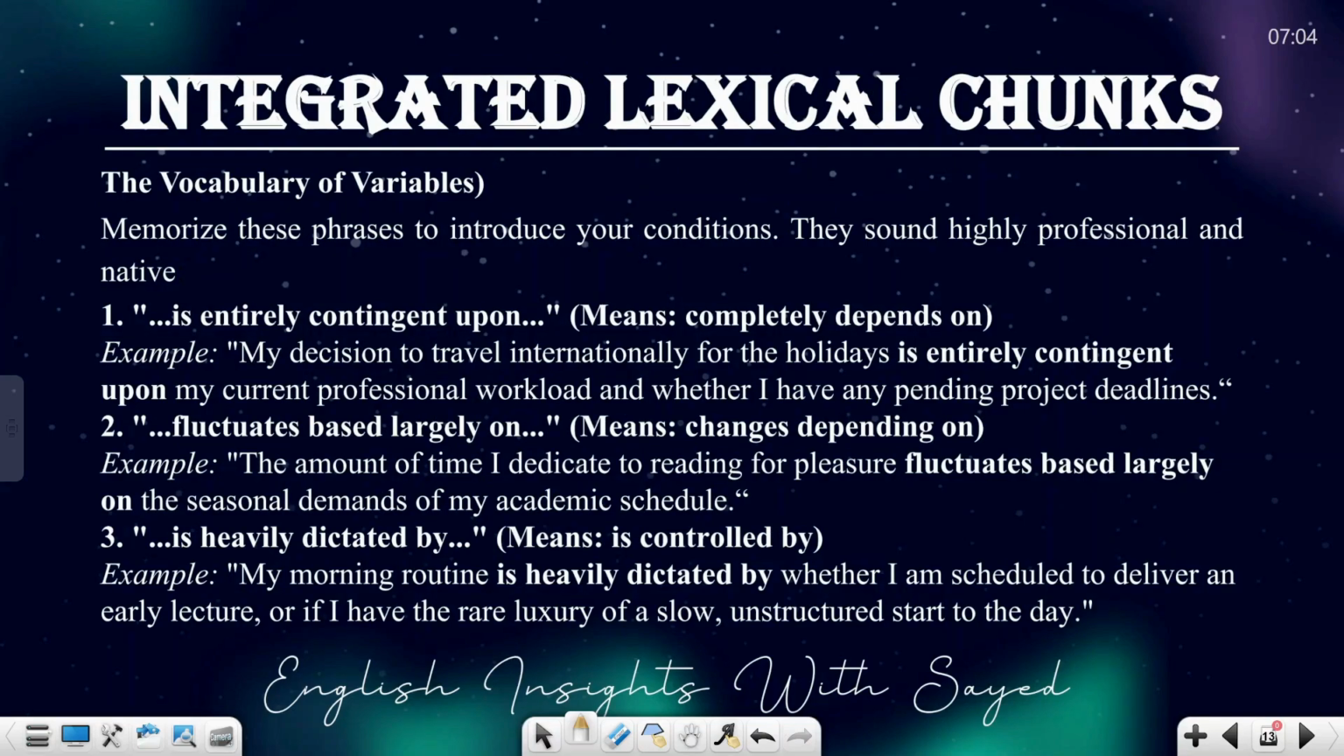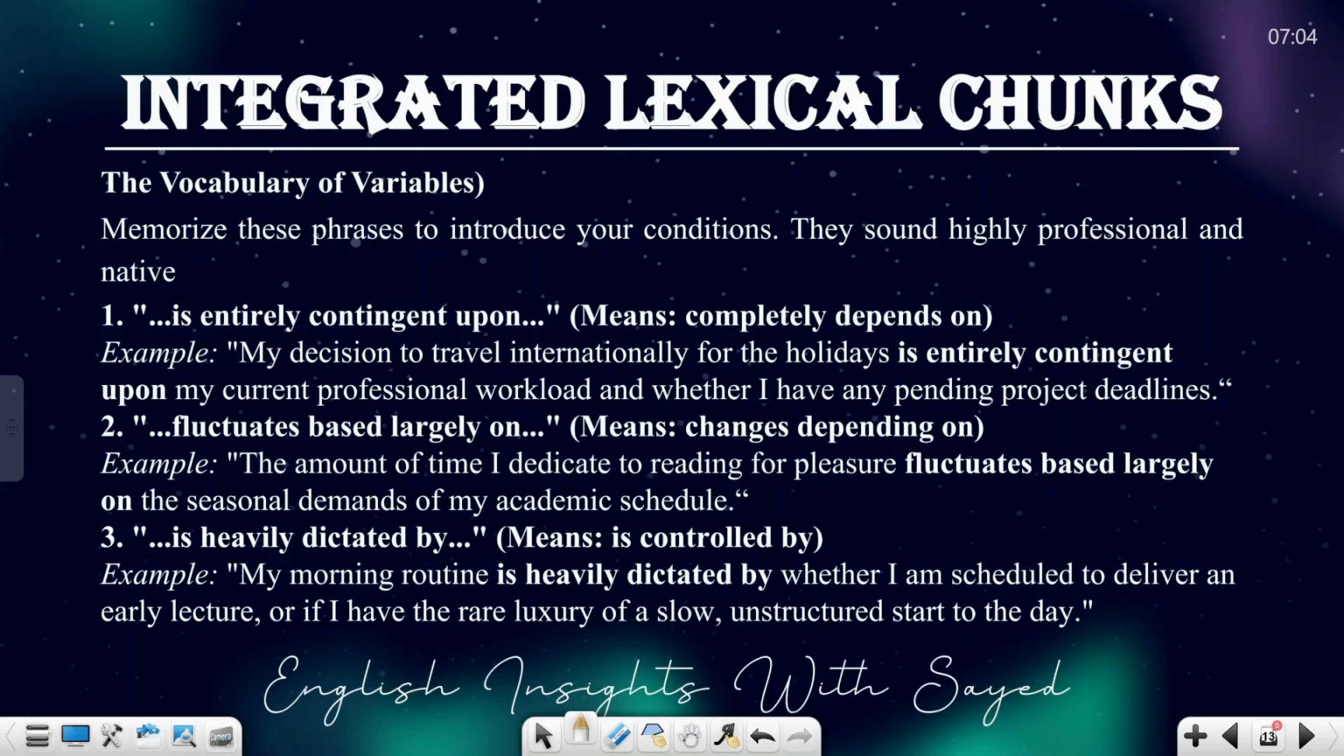The vocabulary of variables: memorize the phrases to introduce your conditions. They sound highly professional and native, right? So we need to memorize and use these phrases in our sentences. If you keep them in your stock, you will find it very convenient to use these highly developed, structured sentences.